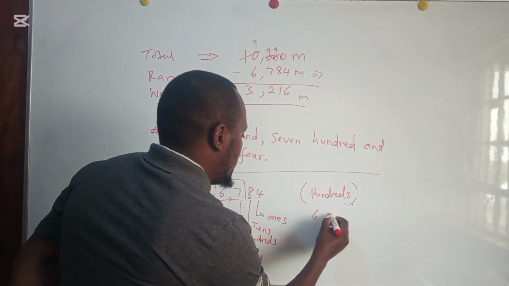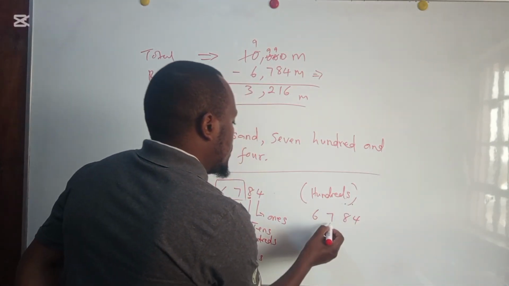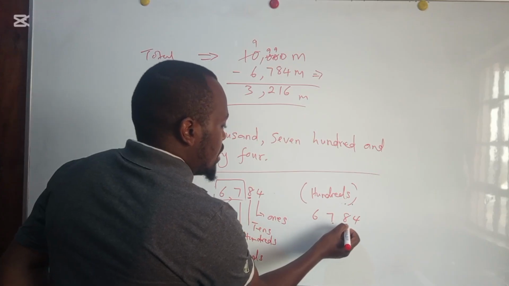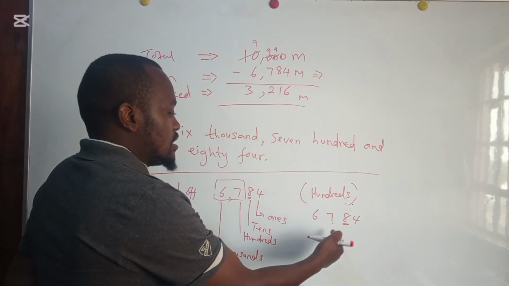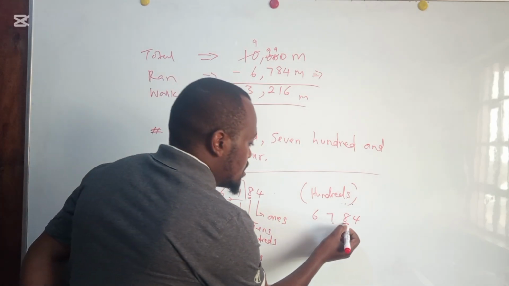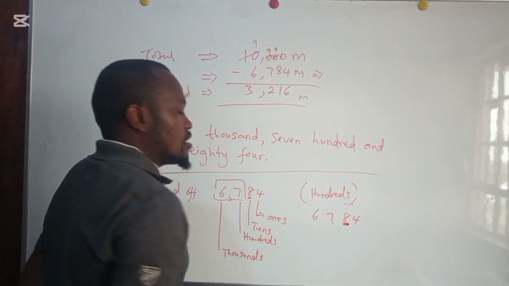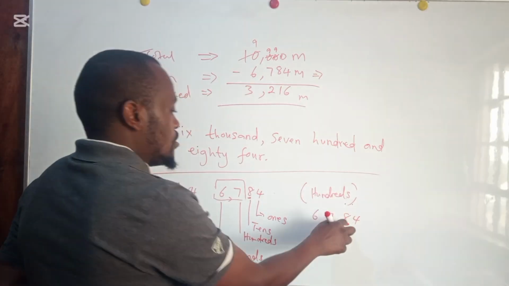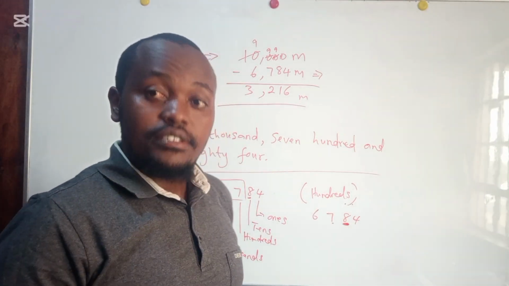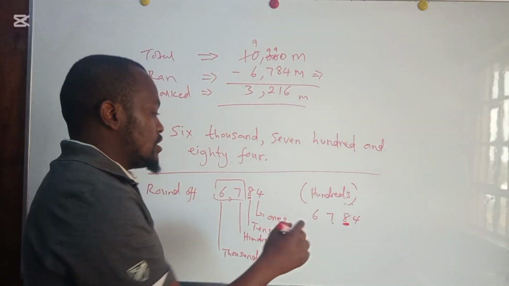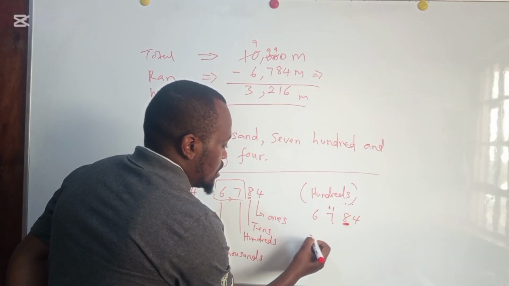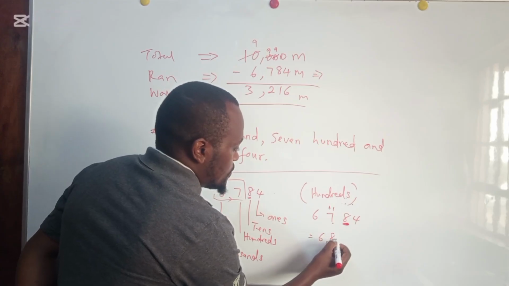So you have 6,784. So we want to round off to the nearest hundreds. So you look at the number just before hundreds, which is the tens. So if this is 5 or above, you add. So is 8 greater than 5? Yes, it is. So it meets the criteria. You add 1 here. Your answer will be 6,800.